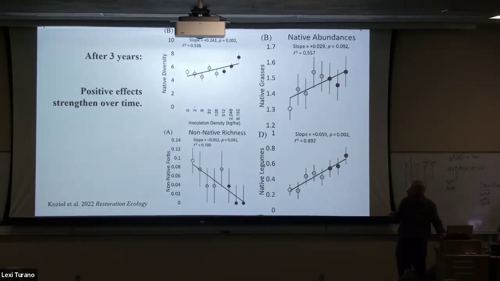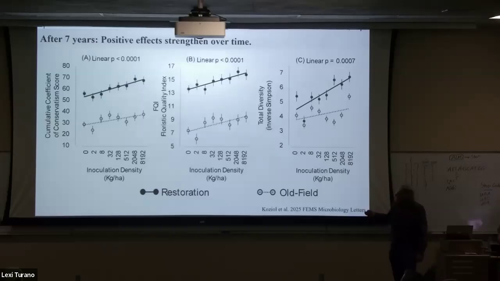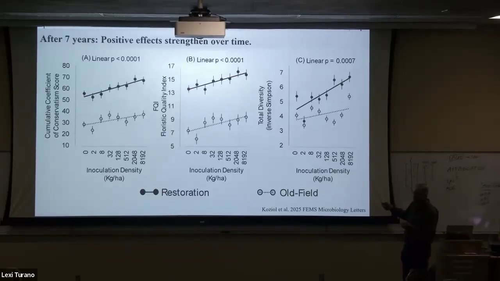And then after 7 years, here we're getting to what is valued in prairie restoration, which is plants of high conservation value. So we're looking at the abundance of high value plants. And the abundance of high value plants, these are late successional plants, increases with the density of inoculation. And the floristic quality index, which is a function of the density of these high value plants and overall diversity, also increases, and the total diversity increases.